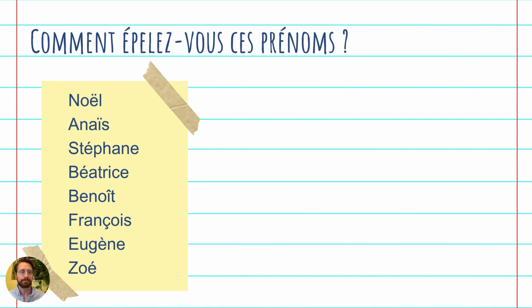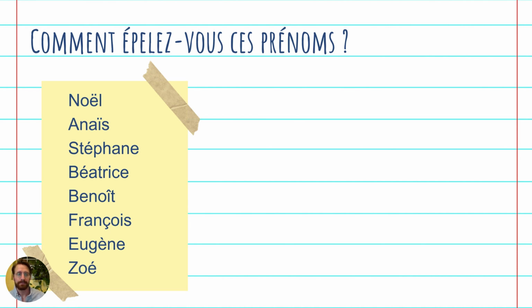Ensuite, Béatrice. B, E, accent aigu, A, T, R, I, C, E. Ensuite, Benoît. B, E, N, O, I, accent circonflexe, sorry, T. Ensuite, François. So this one is a male name. Françoise with an E would be a female name. So we have F, R, A, N, C, cédille, O, I, S.